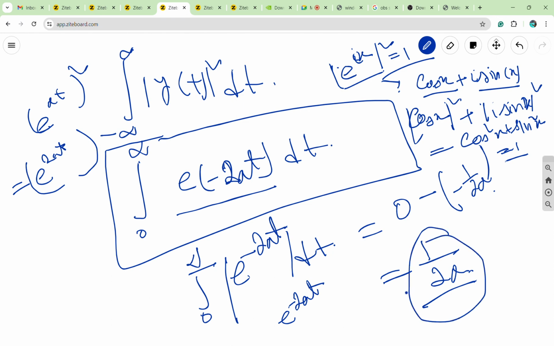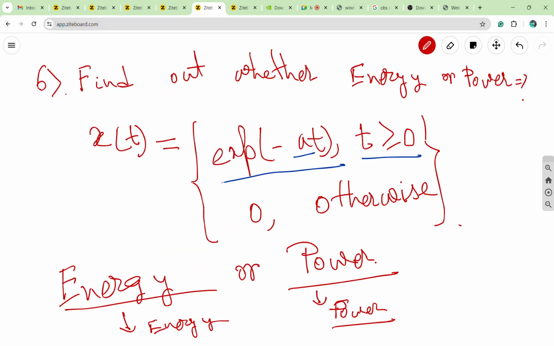The 1 by 2 comes from the integration. There is nothing special about how it comes; it's not like that. It's very easy. Just you have to be confident about it.